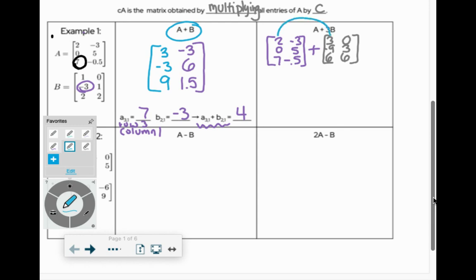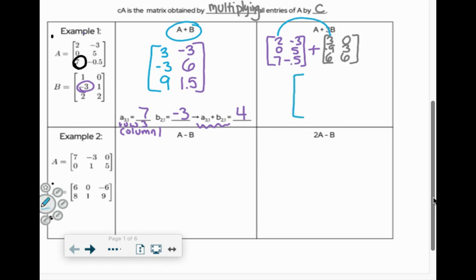Instead, I'm adding together those two. Still the same idea though. 2 plus 3 is 5. -3 plus 0 is -3. 0 plus -9 is -9. 5 plus 3 is 8. 7 plus 6 is 13. And -0.5 plus 6 is 5.5. It's really not rocket science here. But it is important that we practice this because you need to get used to the format.